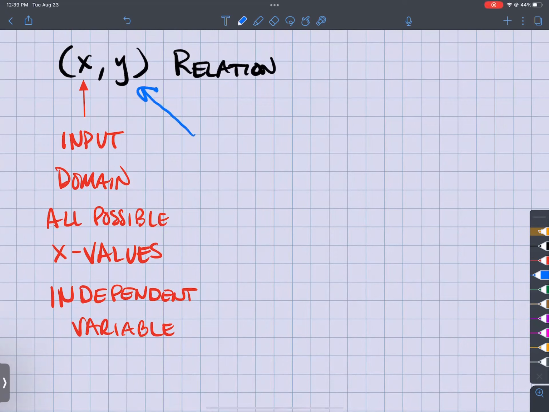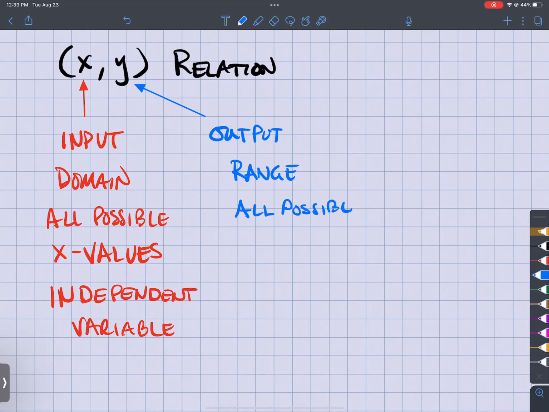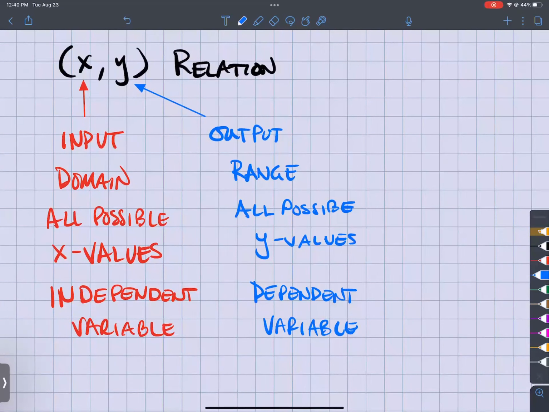Where the y, right, we know this as the output, which is also known as the range. Which is all possible y values. Which this is known as the dependent variable. Which makes sense, right?